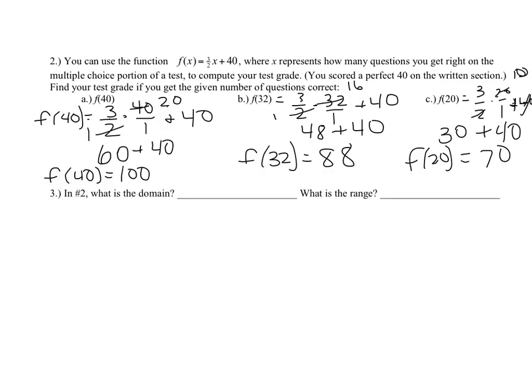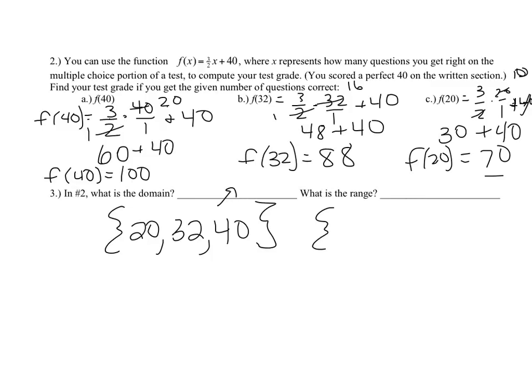So don't forget your brackets. I put in 30, I'm going to go in order: 20, 32, and 40. That's what I put in. Go ahead and put it on the line. All right, the range is what you got out. So we're going to just do our outputs, our final answers. So 70, 88, and 100. So it's just 70 in brackets, 88, and 100. Done.